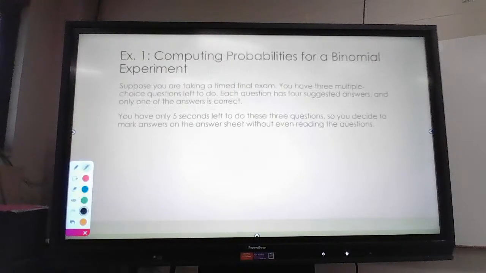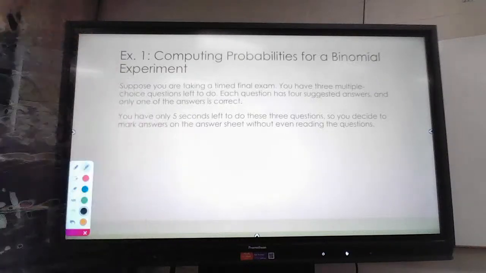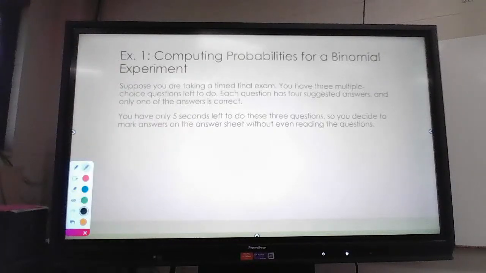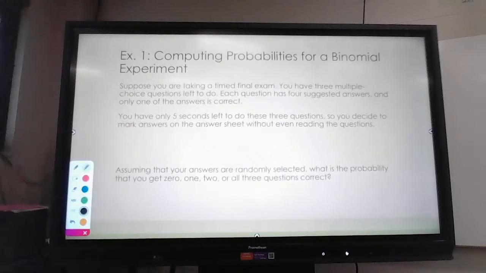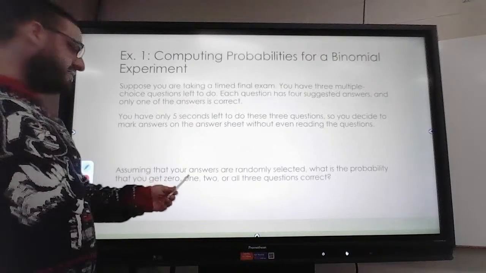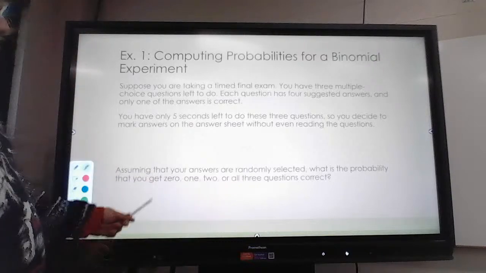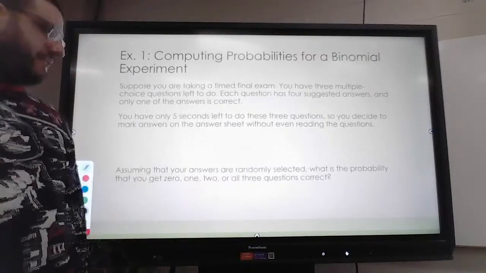Suppose you're taking a timed final exam. You have 3 multiple choice questions left to do. Each question has 4 suggested answers, and only one of these answers is correct. You only have 5 seconds left to do these 3 questions, so you decide to mark answers on the answer sheet without reading the questions. Assuming that your answers are randomly selected, what is the probability that you get either 0, 1, 2, or all 3 questions correct? Now, we're not trying to find the probability of this, or this. We're trying to find the probability of each one of these scenarios.